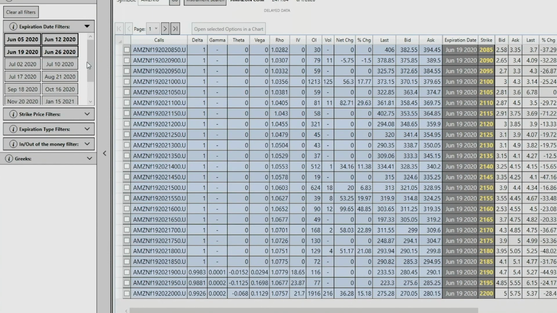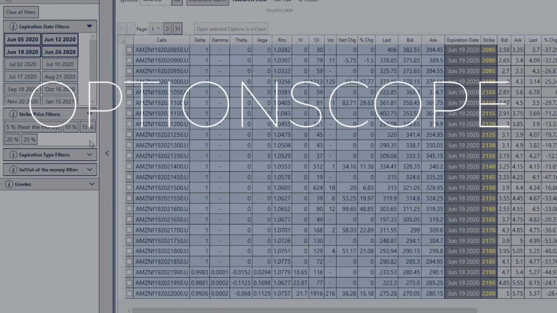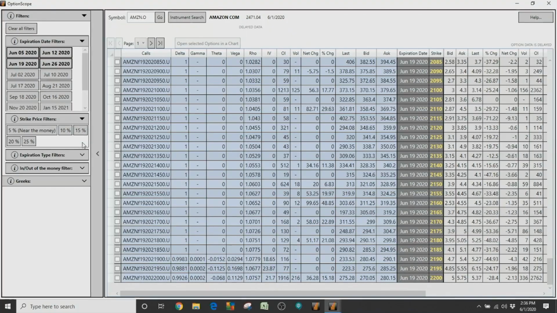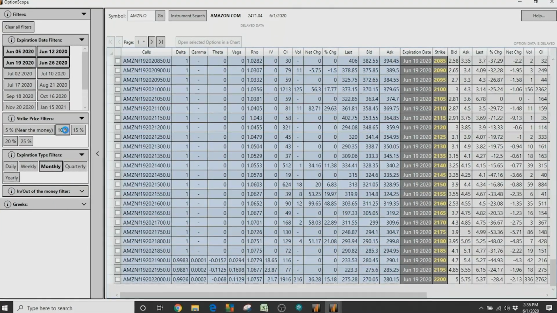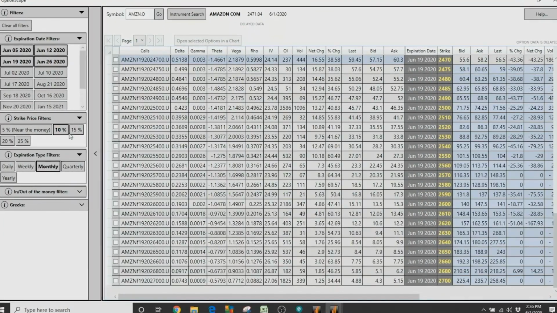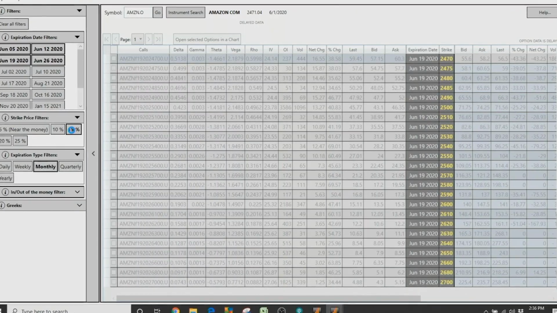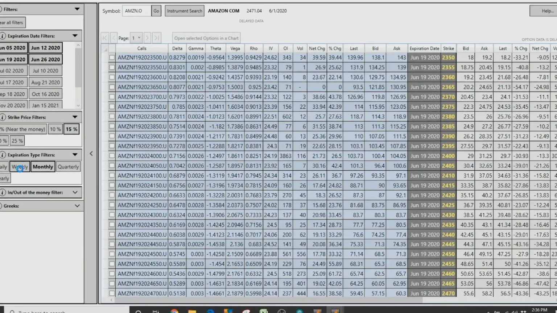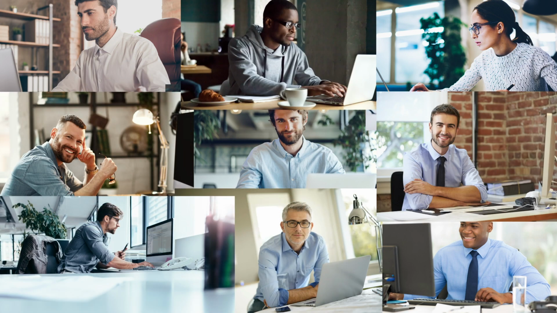If you're an options trader, you're going to love MetaStock's OptionScope. OptionScope puts all the critical info at your fingertips, displaying sortable, customizable, color-coded options data, including the Greeks. And MetaStock has solutions for traders of all levels and interests.